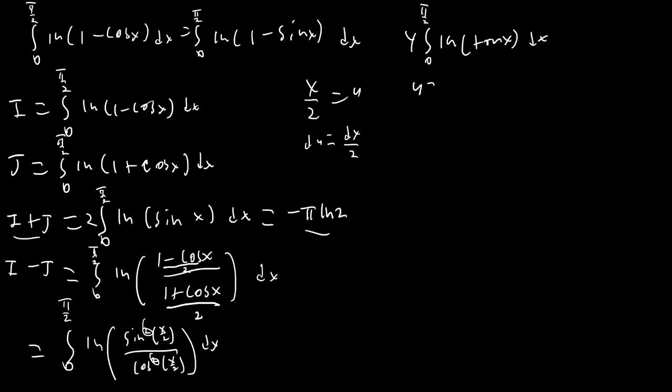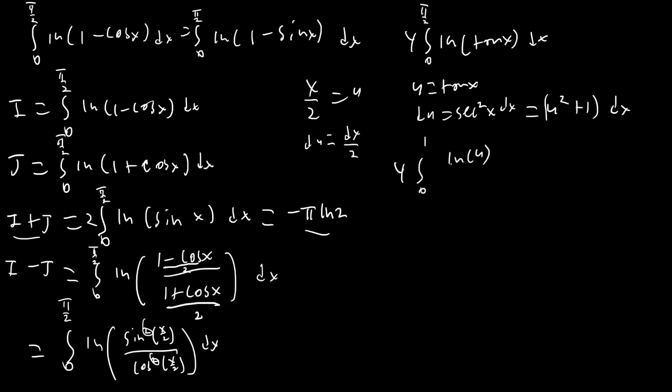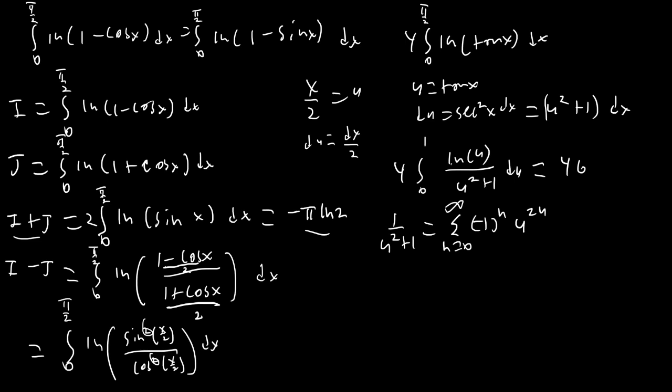Then we're going to let u equal tangent x, du equals secant squared x dx, which equals u squared plus 1 times dx. So let's fix that up. So we're going to have 4 times the integral from 0 to 1 of ln u over u squared plus 1 du. And if we just convert this into a power series, for 1 over u squared plus 1 equals the sum from n equals 0 to infinity of negative 1 to the n, u to the 2n, and then go ahead and solve, you'll find that this is just equal to negative 4G, where G is Catalan's constant.